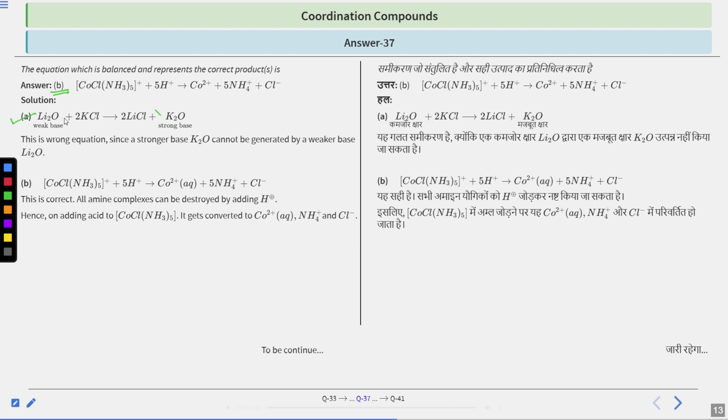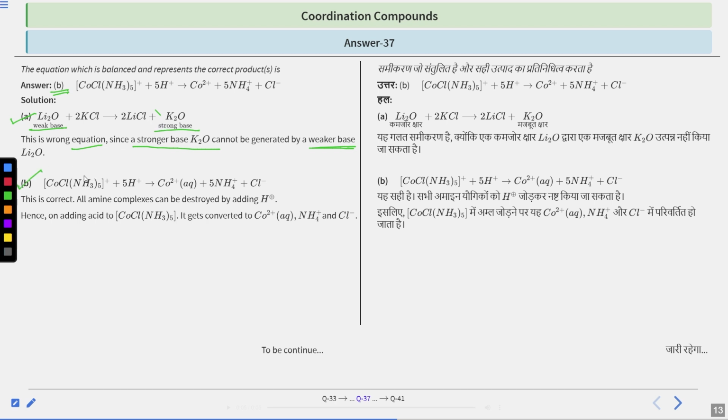According to the A option, Li2O, which is a weak base, plus 2 KCl giving us 2 LiCl plus K2O, which is a strong base. You can say that this is a wrong equation, since a stronger base K2O cannot be generated by a weaker base Li2O. That is why this equation is wrong.